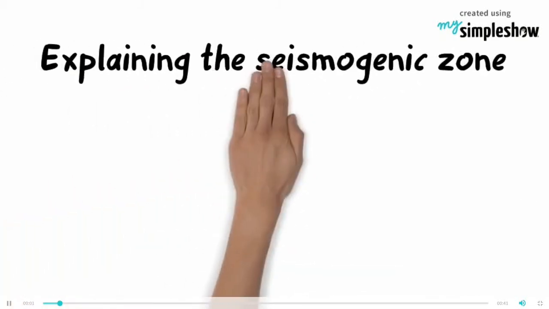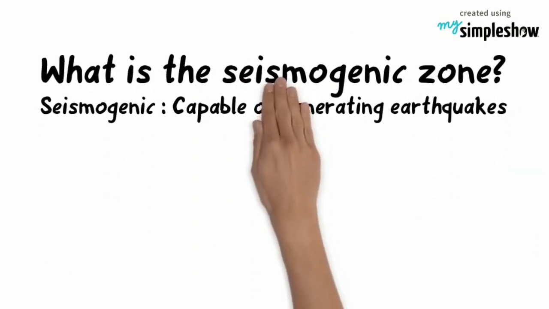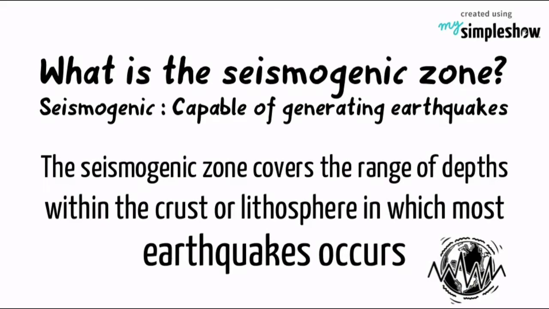Hi everyone, today we're going to be learning about seismogenic zones. So what exactly is a seismogenic zone? The term seismogenic means capable of generating earthquakes. So the seismogenic zone covers the range of depths within the crust or lithosphere in which most earthquakes occur.